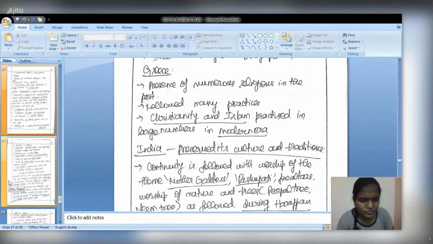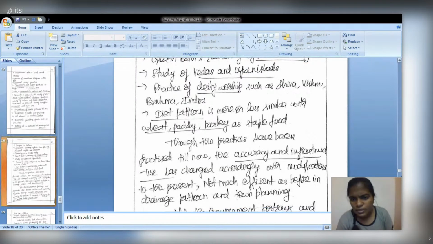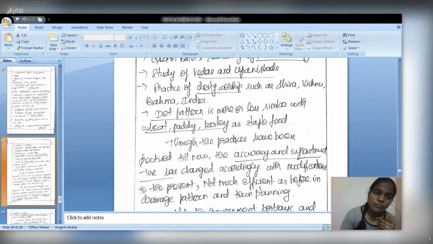The diet pattern is also followed, because till now the staple food has been wheat and paddy. There are many institutions where the Vedas and Upanishads are taught voluntarily and interestingly among people, and deity worship is still relevant today, like Shiva, Brahma, Indra.